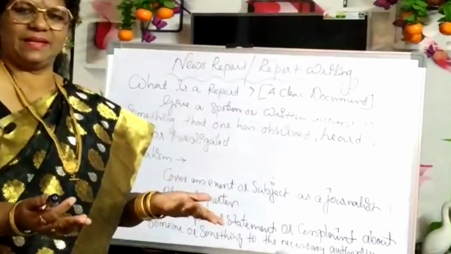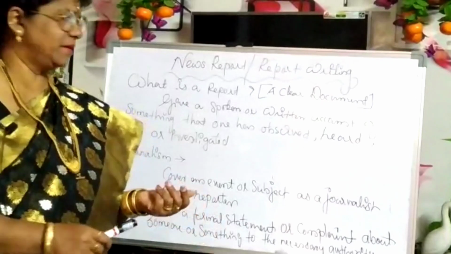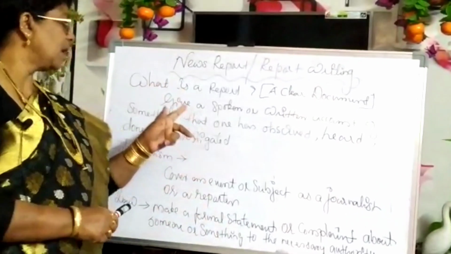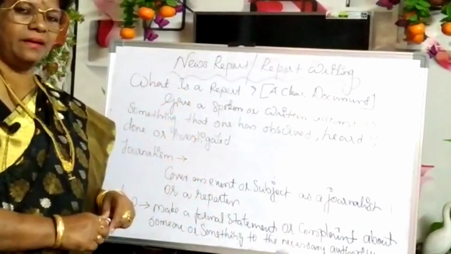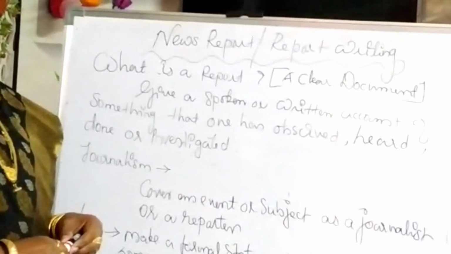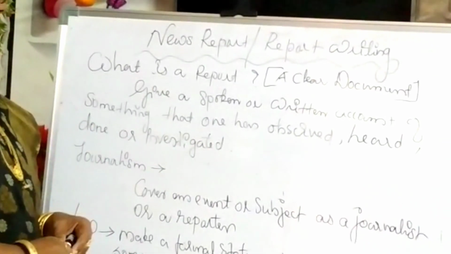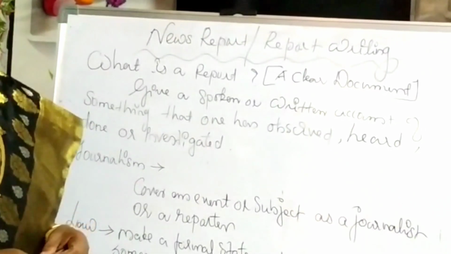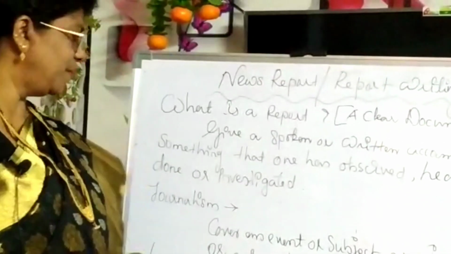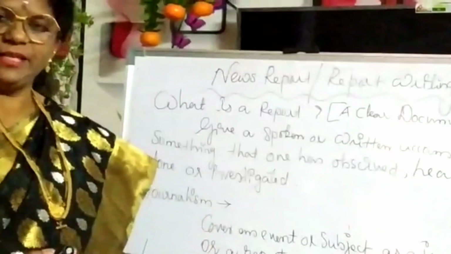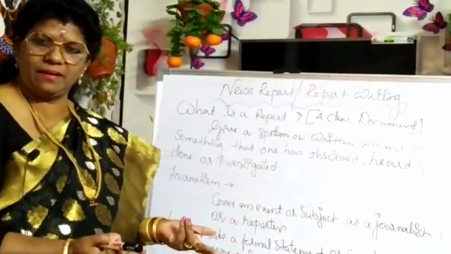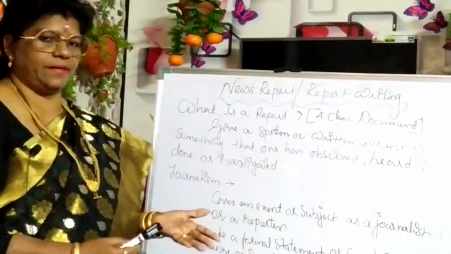What is a report? We know that it's a clear document. Actually, a report is a spoken or written account of something that one has observed, heard, done or investigated. That is a report. Okay? Then, what are the kinds of reports? How many varieties of reports can we expect?